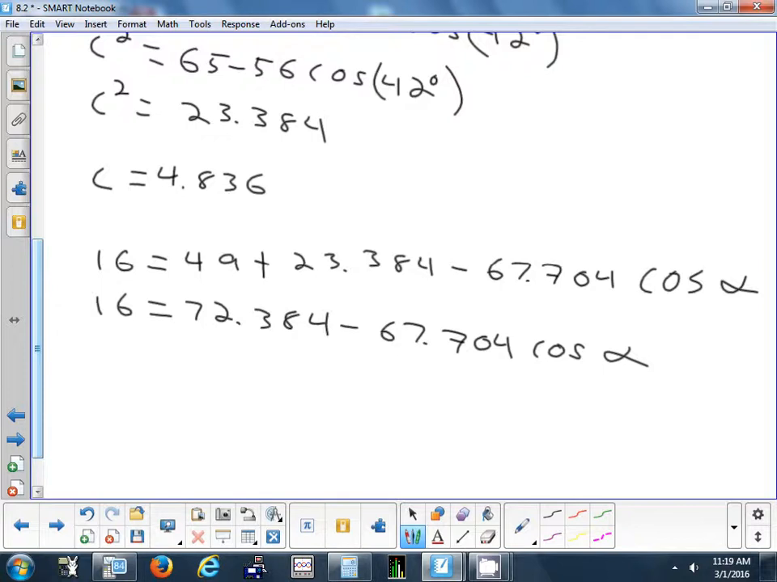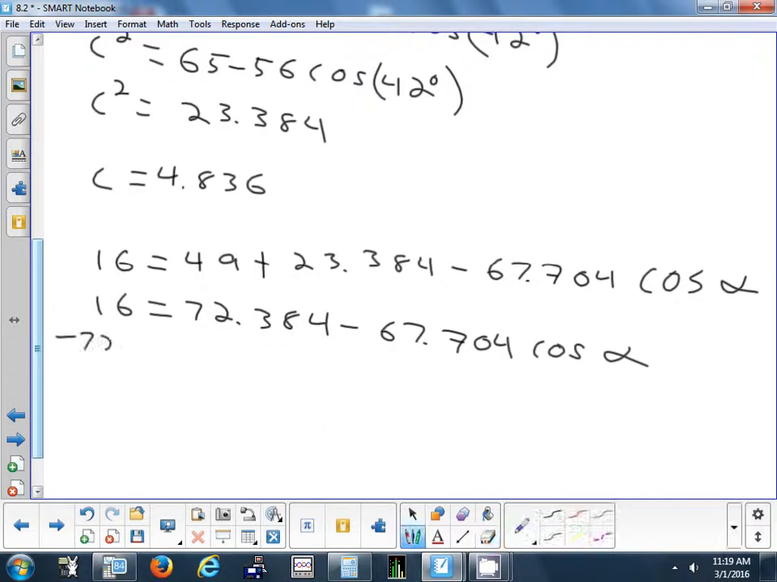A lot of people try to do 72 minus 67. You can't do that. Okay? Think of it as a problem like this. The 67 is multiplied by something you don't know. Okay? It has a variable attached. So the 72 and the 67 are not like terms, so you cannot subtract them. You have to move the 72 to the other side, and then you're going to divide by the negative 67. Okay? Any question on that? That's a mistake I see a lot.